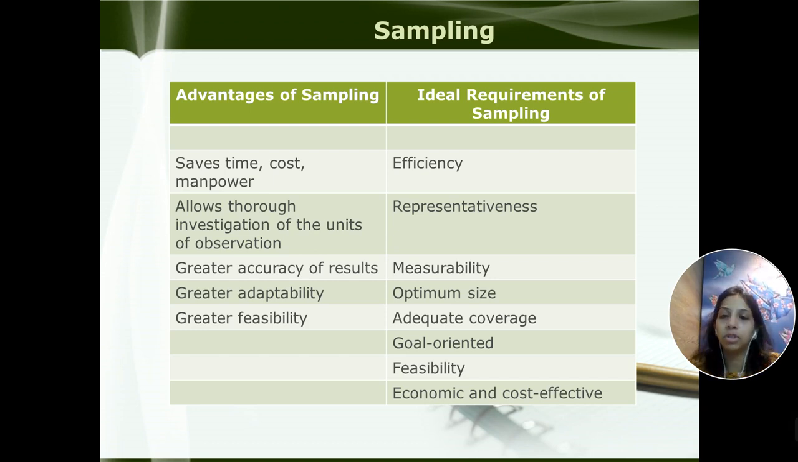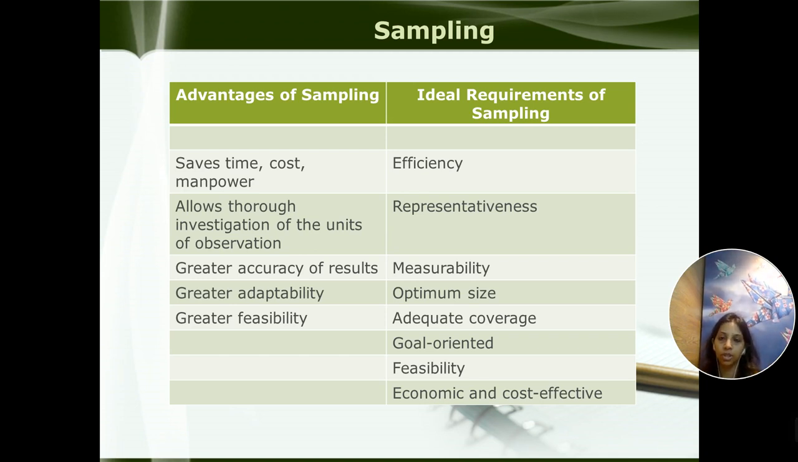Next is, what are the ideal requirements of sampling? Efficiency. The sample should be efficient enough. Whatever study subjects you are involving, they should be cooperative enough. Representativeness, they should represent the target population. Suppose your target population is BDA students, you have to involve only BDA students in your study population so that they represent the target population.